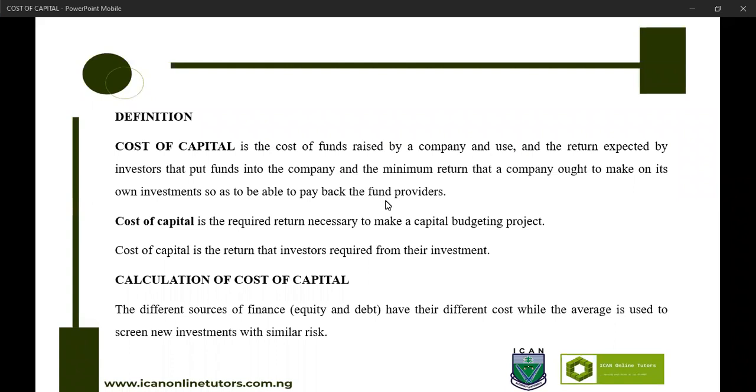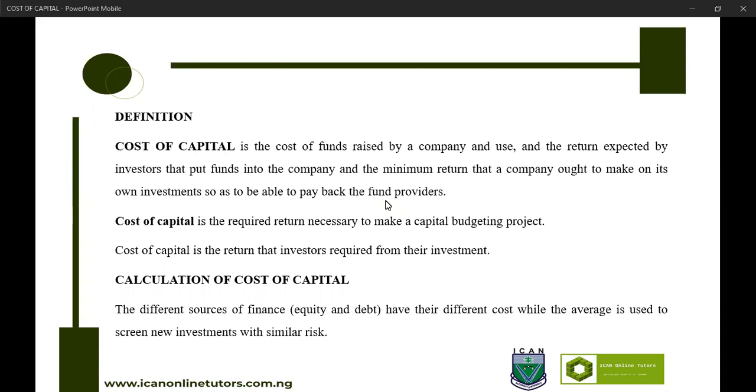From the definition, cost of capital is the cost of funds raised and used by a company, and the return expected by investors that put funds into the company. It is also the minimum return that a company ought to make on its own investment so as to be able to pay back its funds providers.